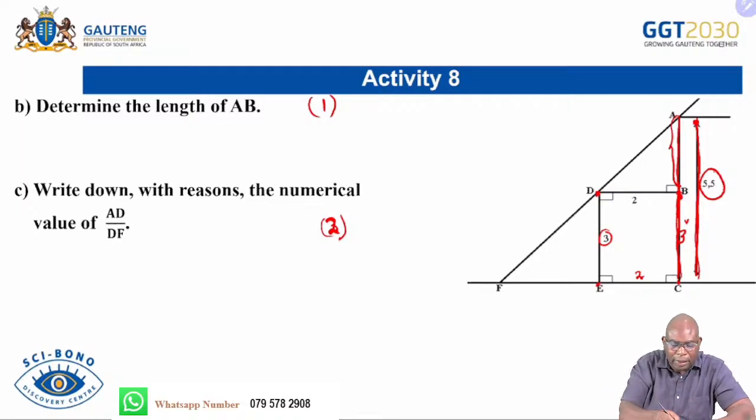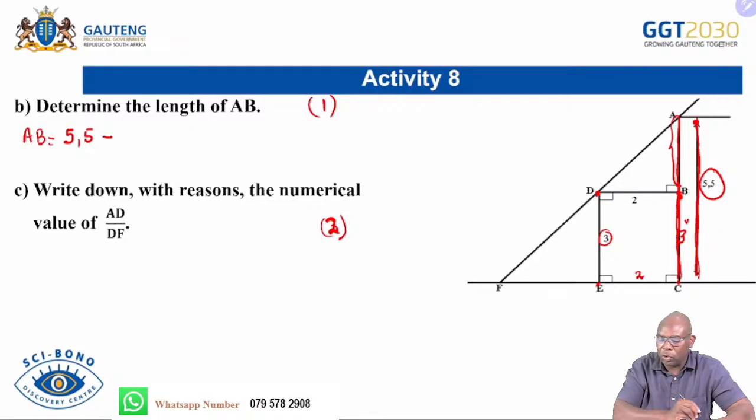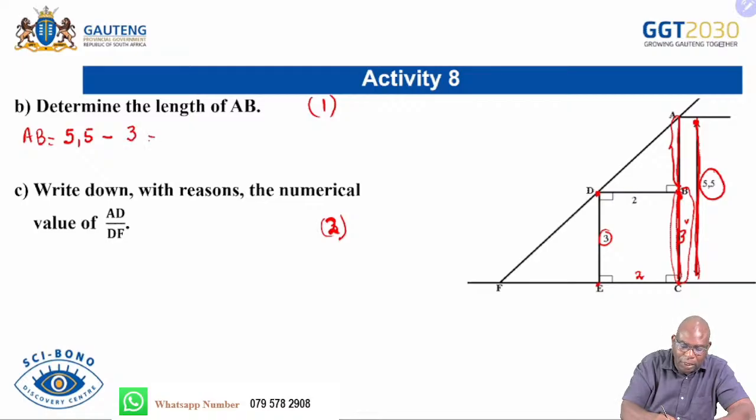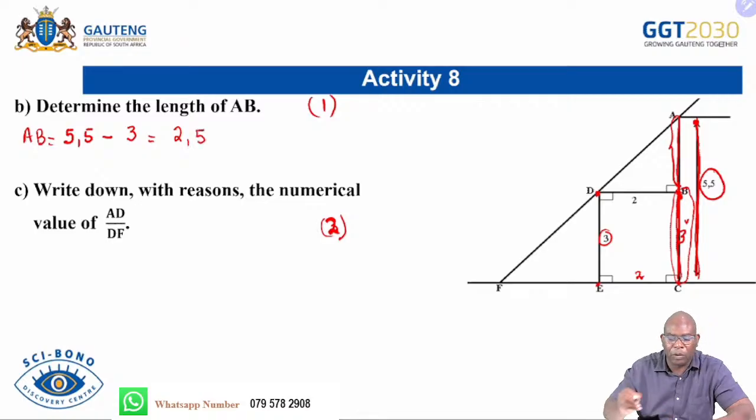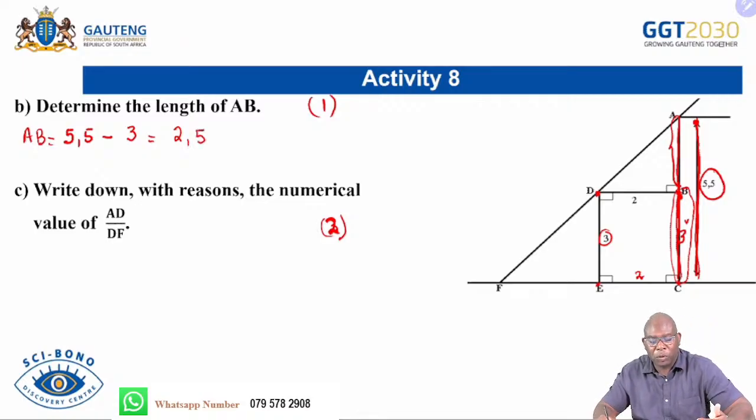I'll say the length of the building, which is 5.5, subtract. So I need to find the length of AB. So what should I subtract? I must subtract the length of BC, which is going to be 3. So the length of AB is going to be 2.5. So if I add 2.5 to 3, then I'll get 5.5. So that one wasn't quite an easy question. So now there I'm going to put 2.5. So I know that that side is going to be 2.5.